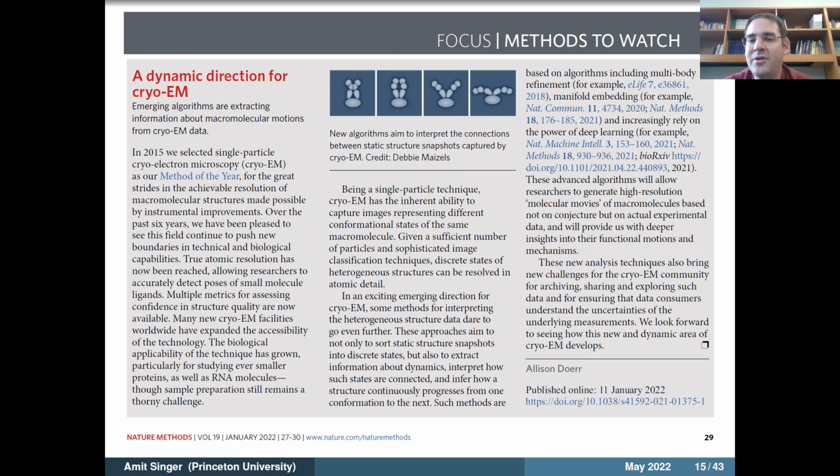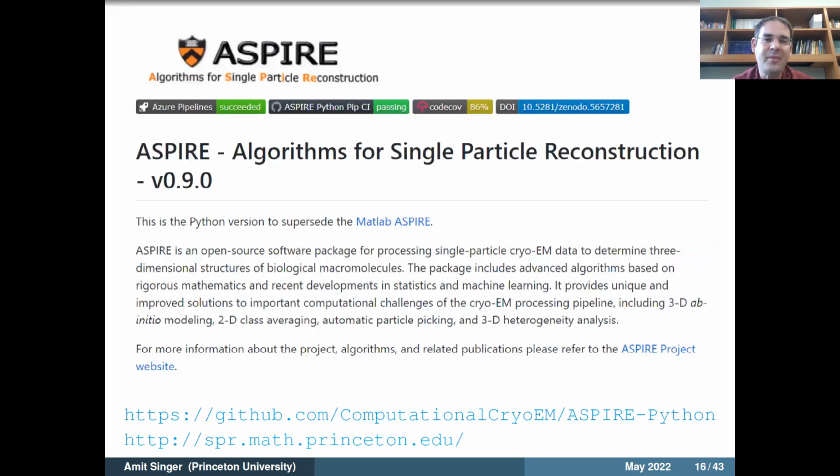And cryo-EM actually offers this ability to handle the heterogeneity problem, whereas other methods like X-ray crystallography and NMR would have a much harder time because the measurements are a superposition or aggregation of all the molecules in the sample or in the crystal.